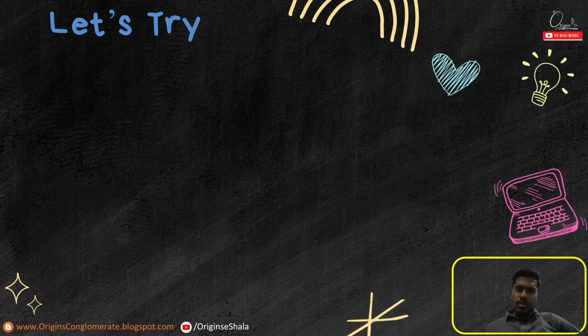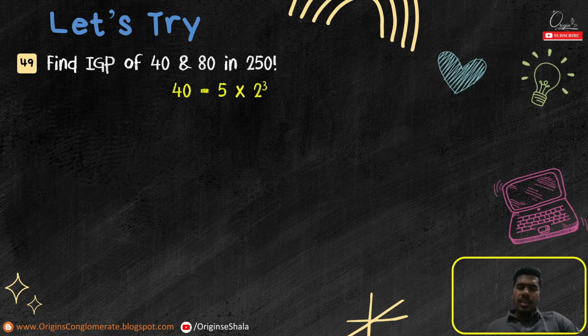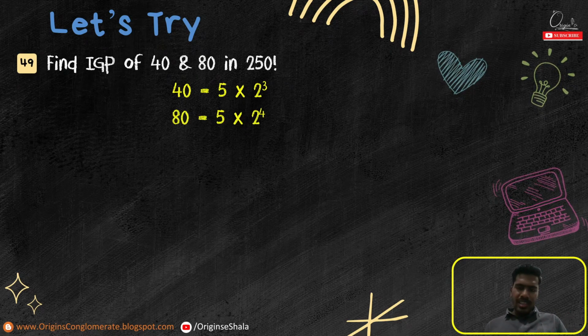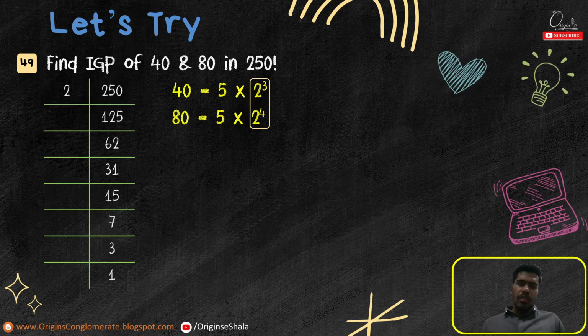Now, just for your peace of mind, I will show you another example using 40 and 80 in 250 factorial. Here I will show you how the scale can vary. So I have intentionally chosen this number. As you can see, power is 3 and 4, this is the only difference. So I will only find the IGP of 2 once and I will find 40 and 80 from it.